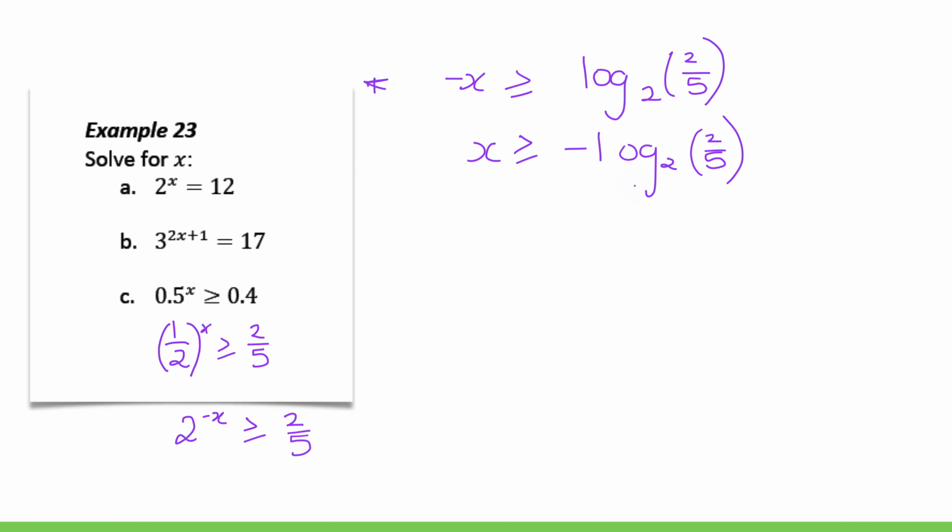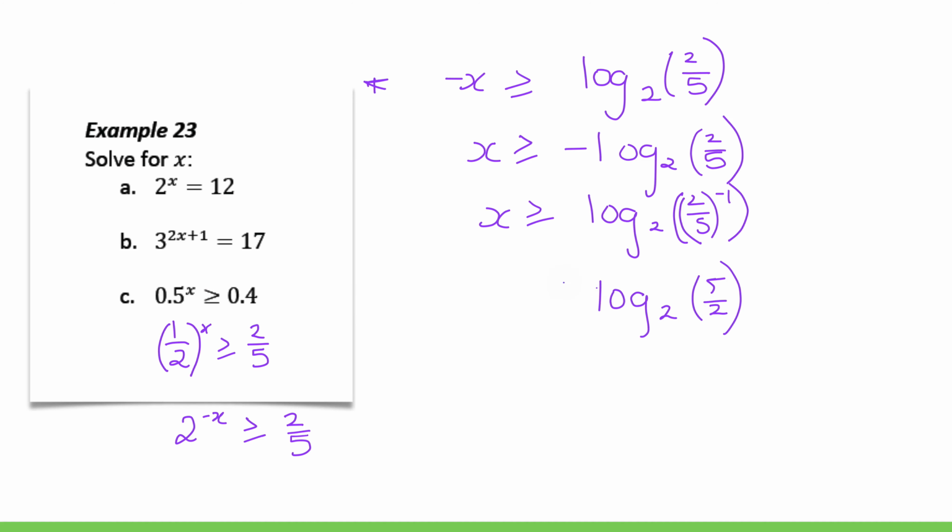This is a more appropriate answer than we had before. What we can do is we can even get rid of that negative by taking it as a power. And remembering that when I put a fraction to a negative power, all I have to do is flip it over. So I get x is greater than log 2 of 5 on 2.